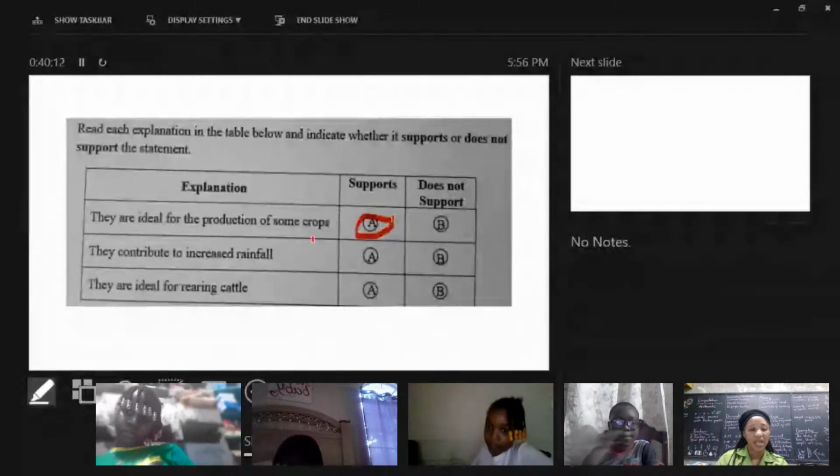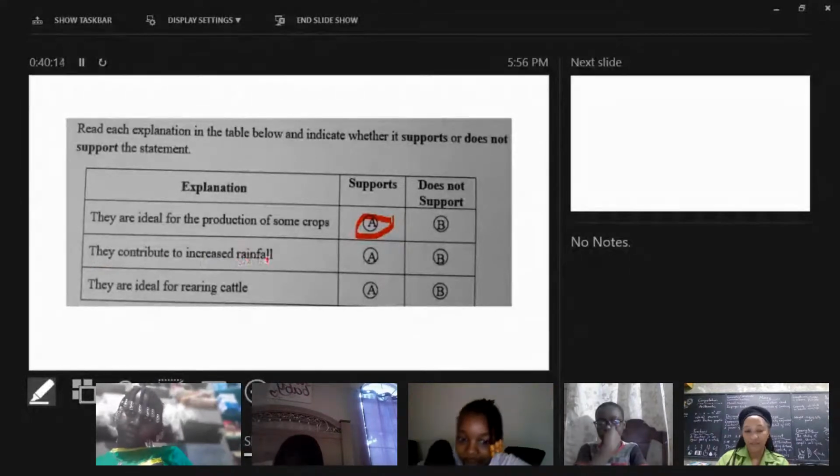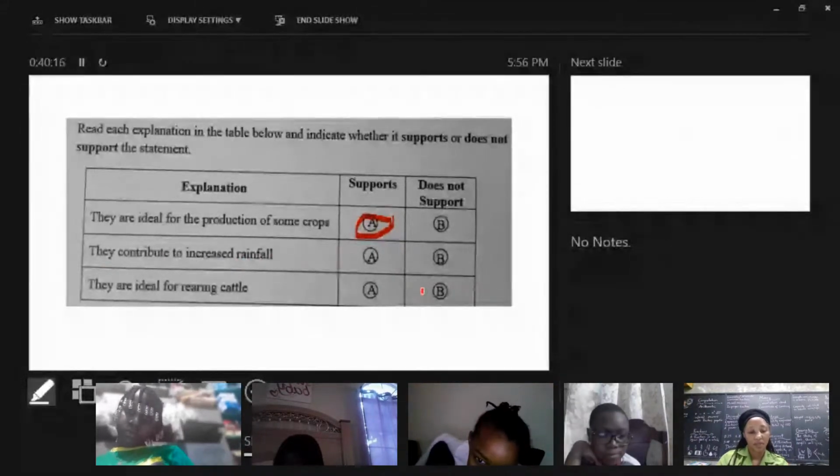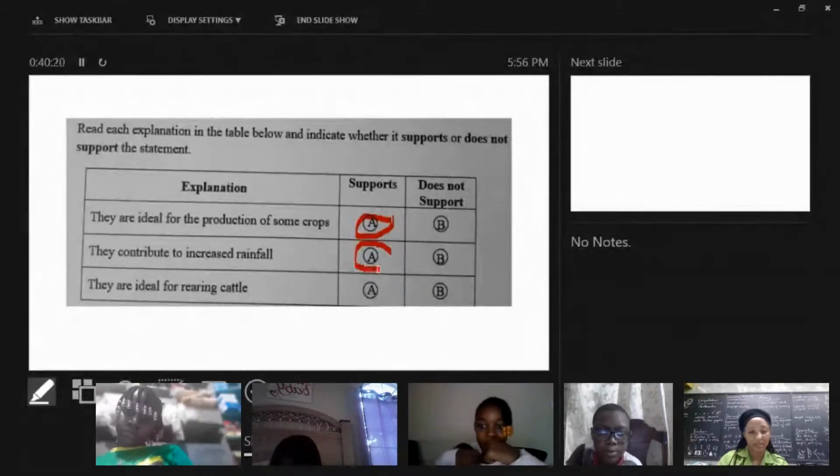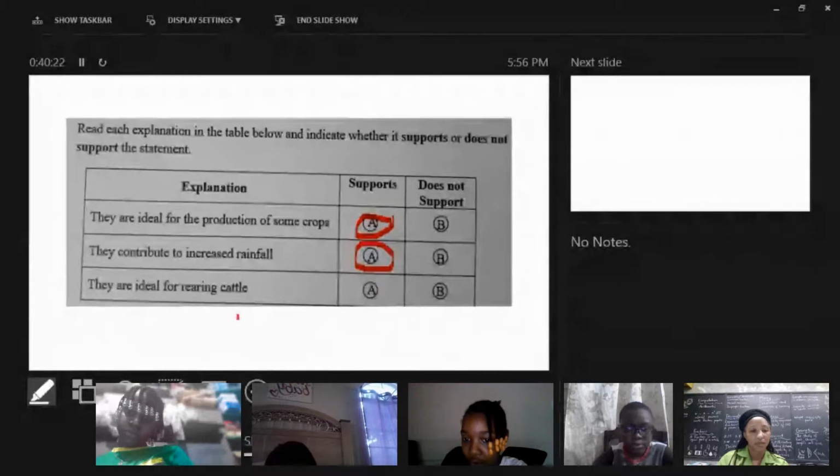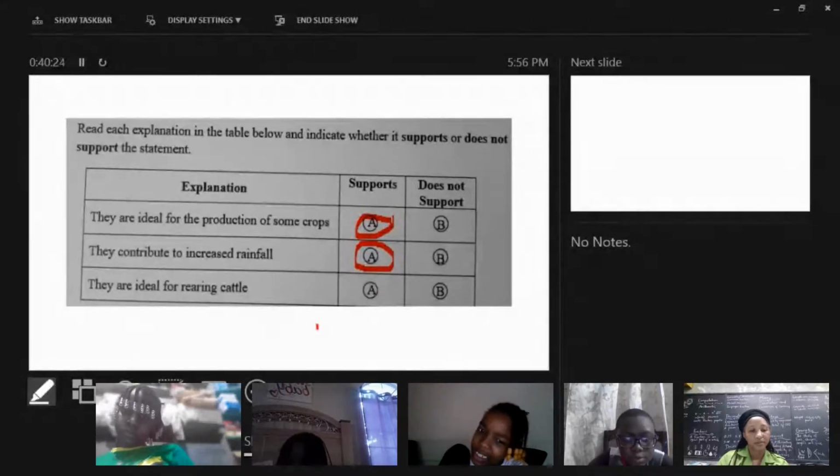They contribute to increased rainfall. Yes, mountains have more rainfall than the plains. They are ideal for rearing cattle. Miss, I say B does not support.